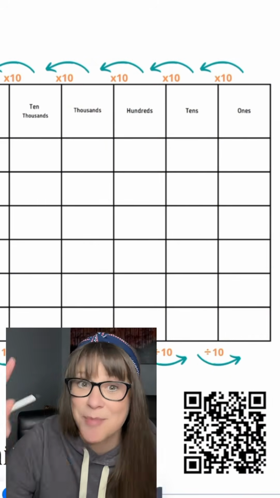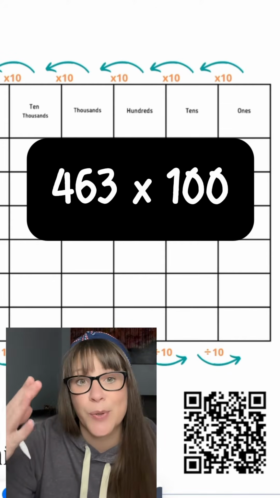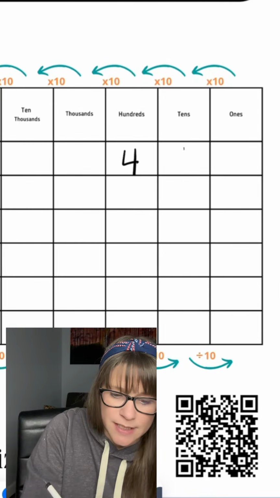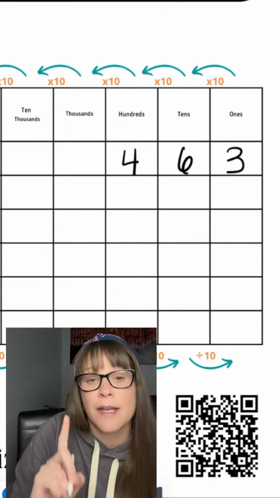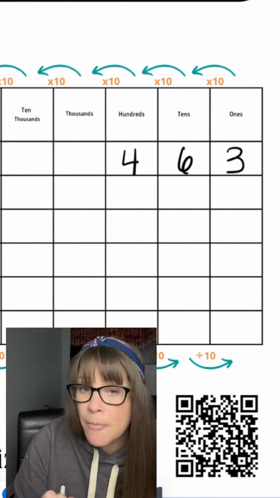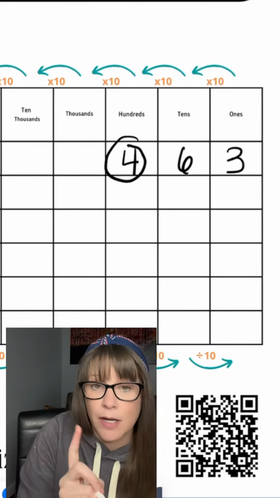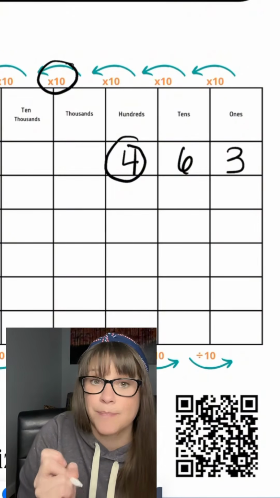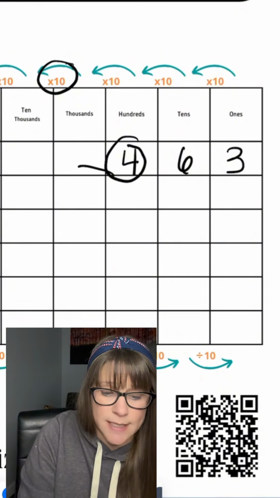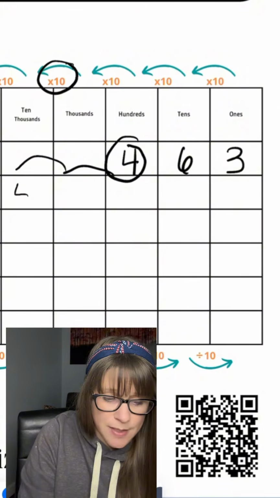Let's try another problem. 463 times 100. Step 1 is to put your number on the place value chart. 463. Now this time we're not multiplying by 10, we're multiplying by 100, which is 10 times 10. So I'm going to take my 4 and I'm not going to just move it one time, I'm going to move it 2 place values. So if I move it once, it would become 1,000. And if I move it again, it is now a 10,000.